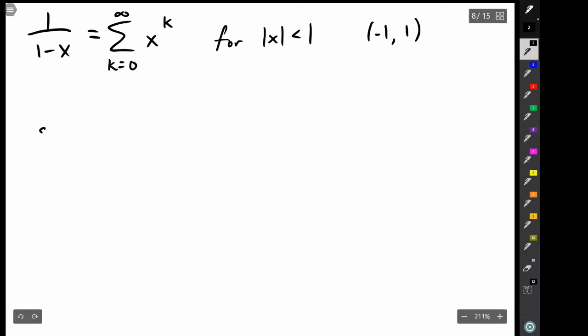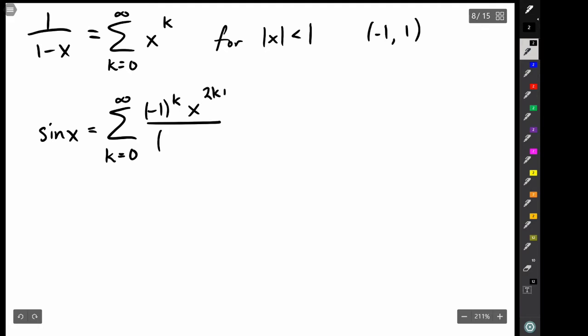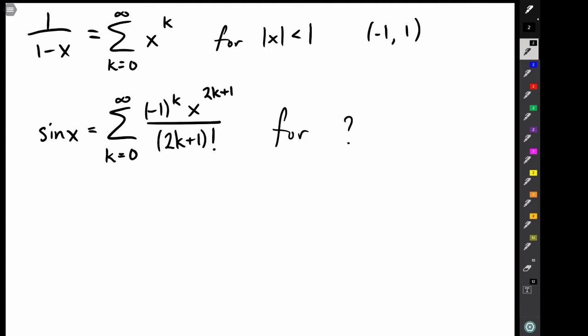Like, for example, we did in the last video that sine of x is equal to this sum, -1 to the k, x to the 2k plus 1, divided by 2k plus 1 factorial. For what interval is this valid? Is it valid only on some interval around 0? Some small one? Is it valid on everything? How do we find these things out?